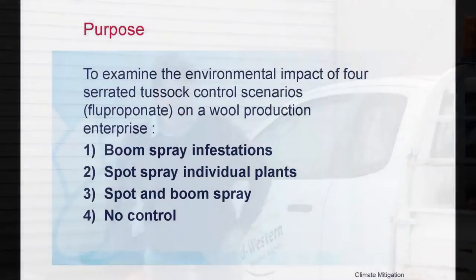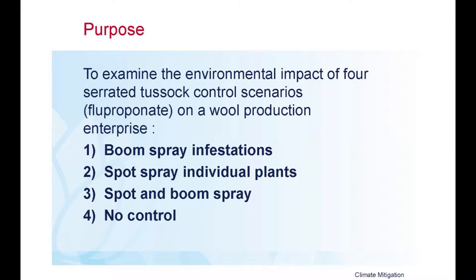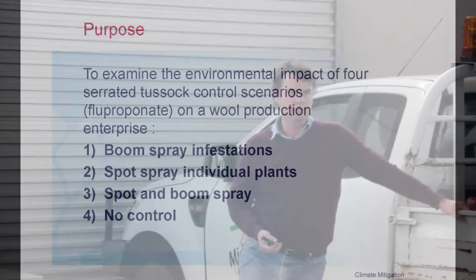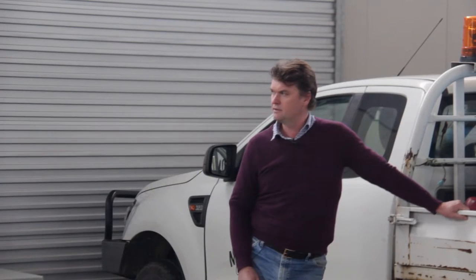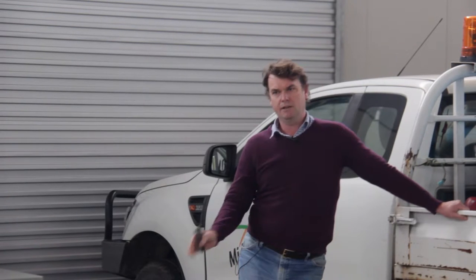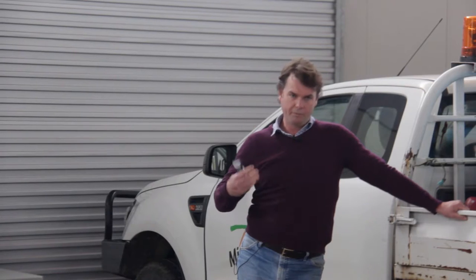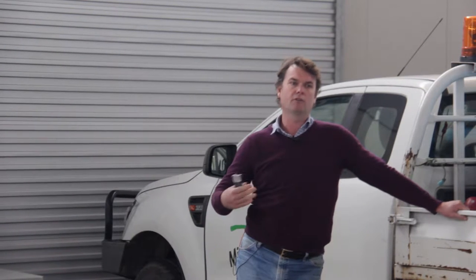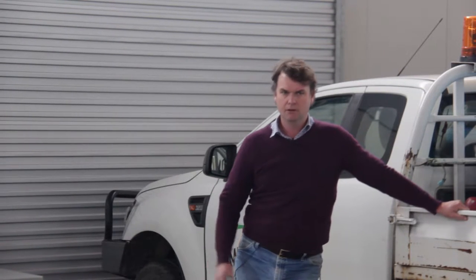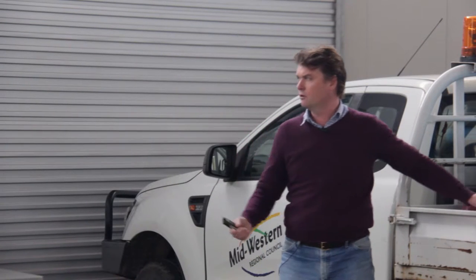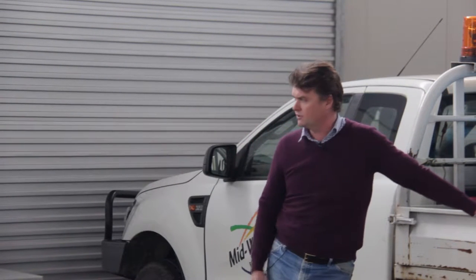Righto, so the purpose of what I've done was to essentially say, and it is a pilot study, okay, if we've got a block, or a farm with native pastures that has no serrated tussock, and then serrated tussock invades, that's a change to the system, and what are the environmental impacts of that change occurring? So that has essentially been how I've framed the question.